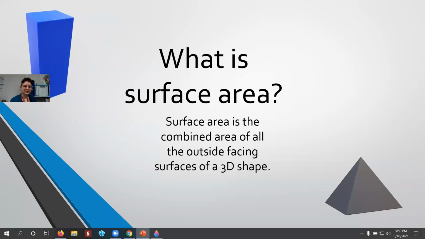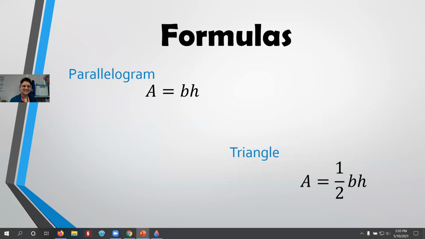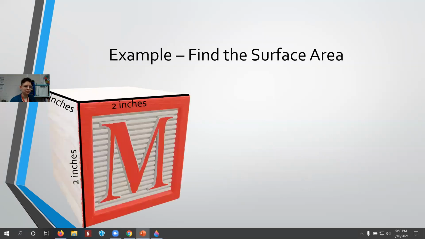So what is surface area? Surface area is the combined area of all of the outside facing surfaces of a 3D shape. That outside facing surfaces will have more importance in the composite surface area video. So because this is area, we're going to look at two formulas: area of a parallelogram, which we remember is used for rectangles, squares, and parallelograms, and area of a triangle. Remember, the base and height of the triangle is related to where the right angle is established.